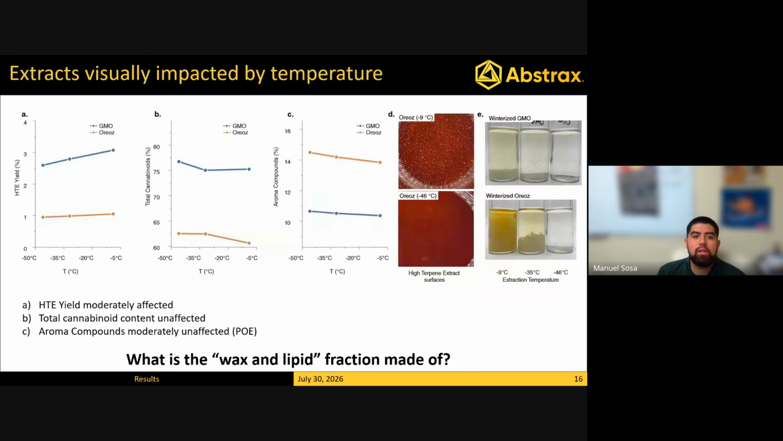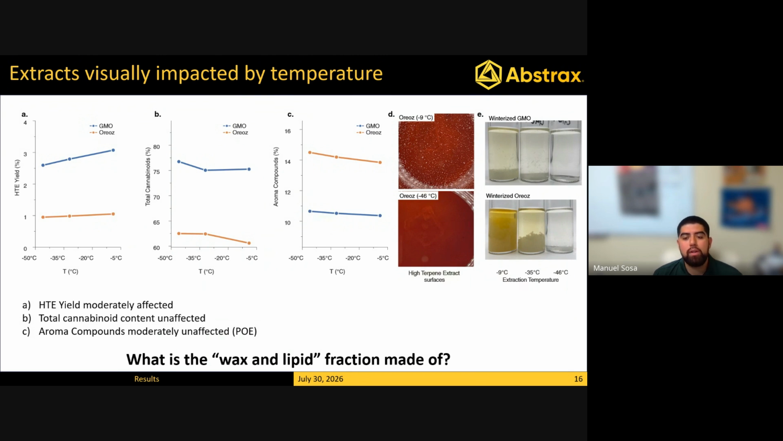One of the main things really impacted by the temperature was visually the fats and waxes. Starting in figure A, you have your HTE yield. You have a slight increase in yield as you increase your temperature. So the colder your temperature is, the less yield you have. Your total cannabinoids are roughly the same, kind of linear. Same with your aroma compound percentage. So we couldn't make any huge correlations with total cannabinoids lost or gained, as well as your aroma compounds, as you increase or decrease your temperature across the experimental temperatures.